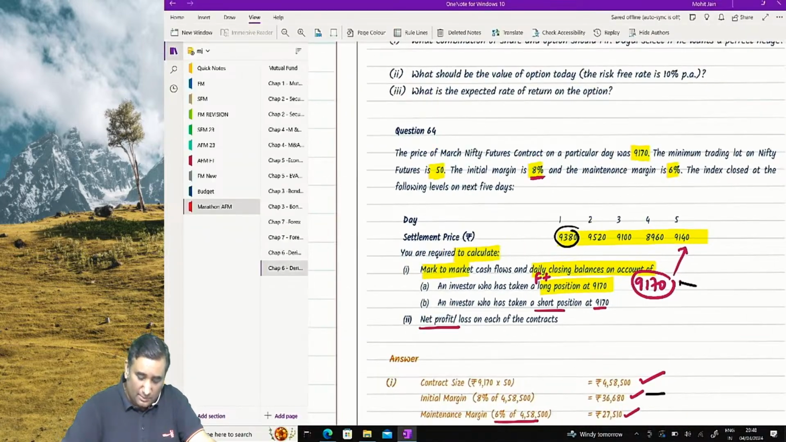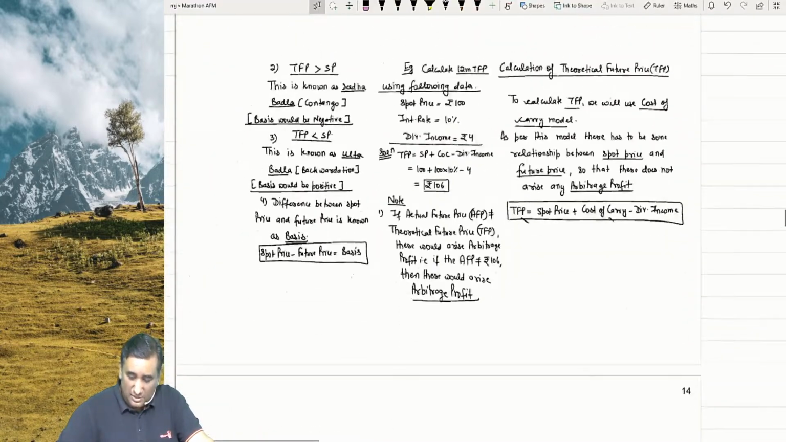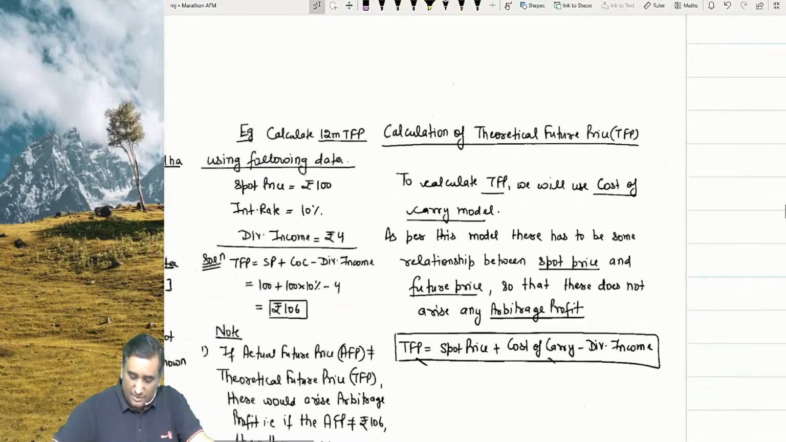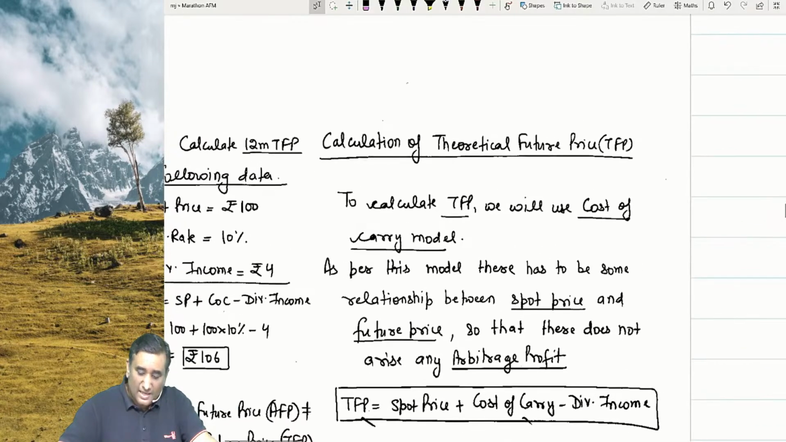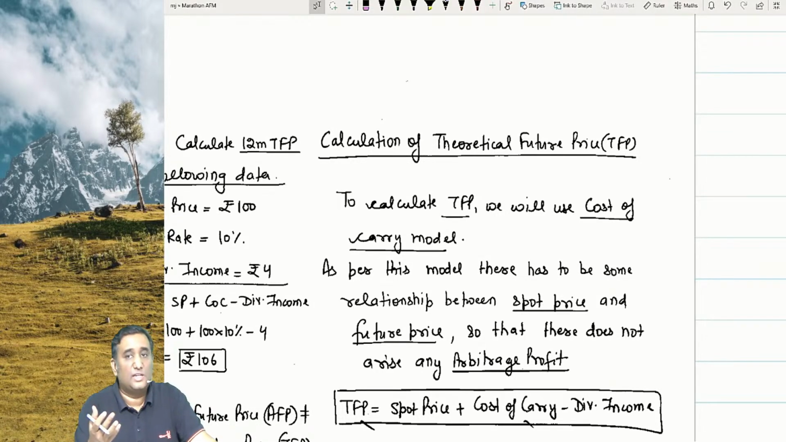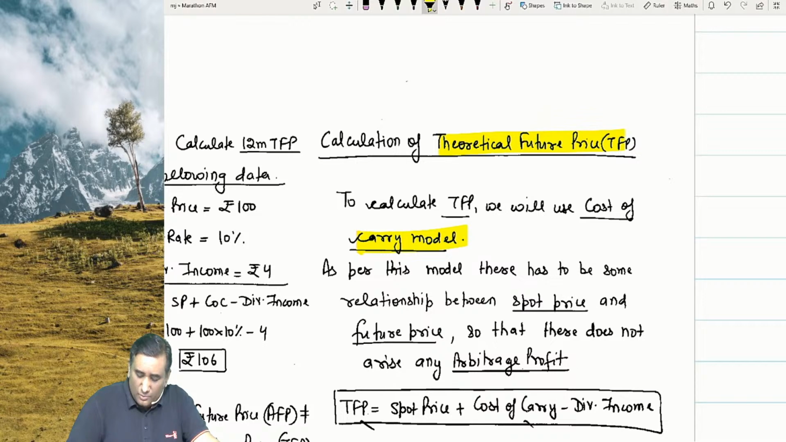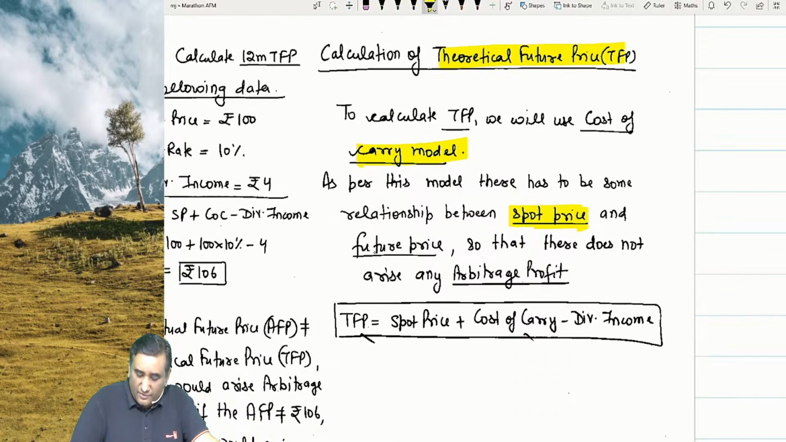Now how that pricing happens, we have it on the 13th slide, I am there. I have used the word theoretical future price. You can assume that's a future price calculation. Why have I used theoretical future price? Because if, as per me, the prices are not the same as those appearing in practice, then I can create an arbitrage, which we'll do tomorrow, but today we'll make a setup for that. For the calculation of theoretical future price, we use the cost of carry model. As per that model, there has to be some relationship between spot price and future price, so that no arbitrage opportunity or profit possibility arises.